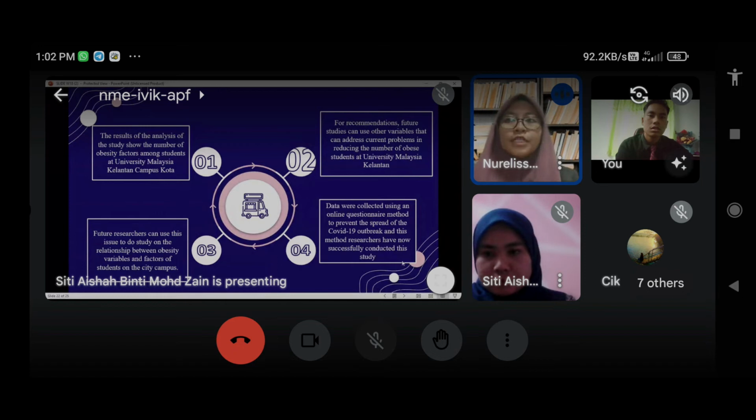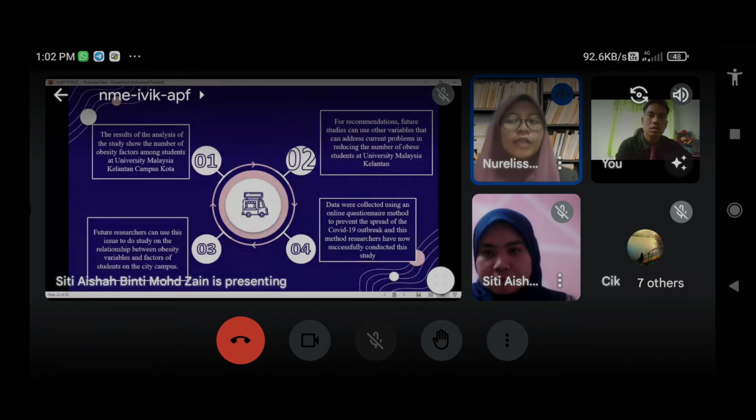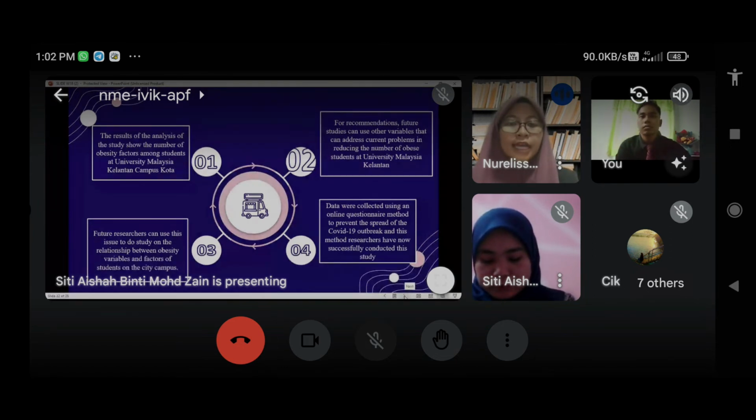For recommendation, future study can use other variables. For example, students must have a schedule so that students can maintain their health and avoid obesity. Data were collected using an online questionnaire method to prevent the spread of COVID-19. The researcher has selected the population among university students in UMK Kelantan City campus, of 357 students.